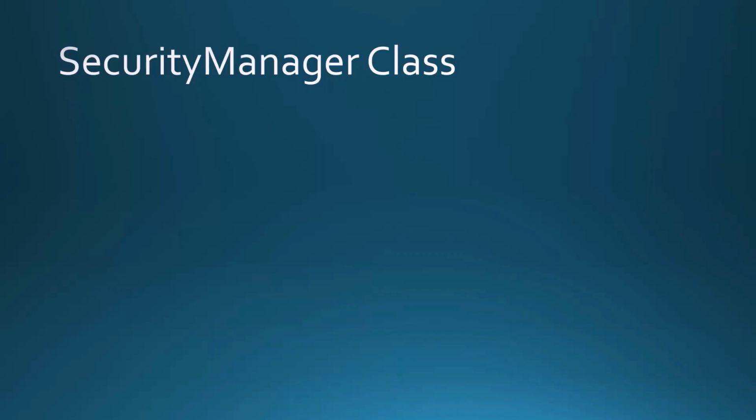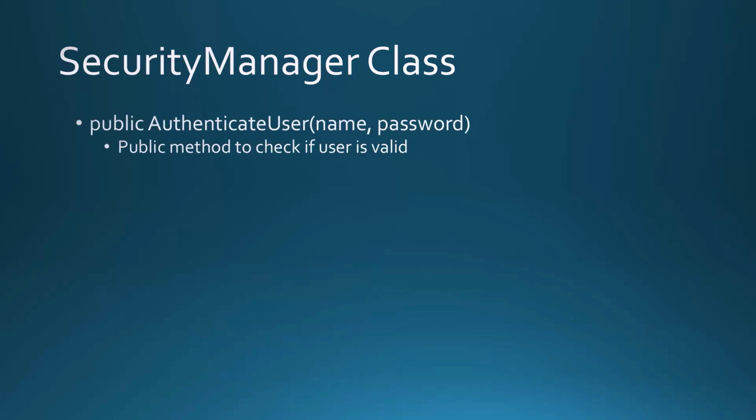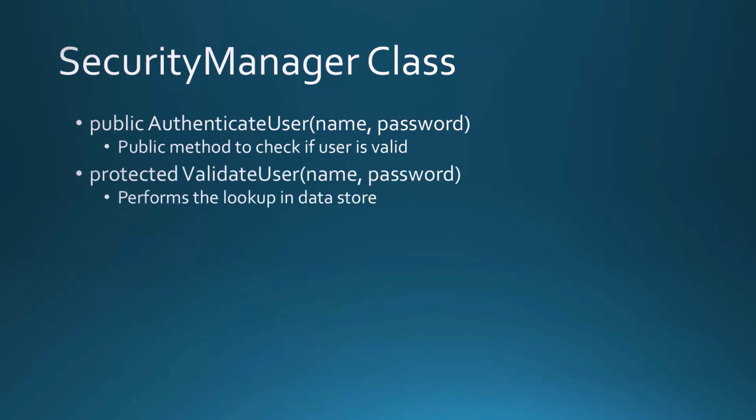Now that we have all these nice little classes to hold on to user and claim information, we need a class to basically do the authentication, create the bearer tokens, get the claims, all of that. And that's what we're going to do now with this security manager class. We're going to create a method called Authenticate User that the caller of your web API project will pass to you a name and a password. Now, it could be whatever you want. I'm just going to use a username and password here. And this is going to be a public method that we use to check if a user is valid. We're then going to have a validate user method that's protected that performs the lookup in a data store.